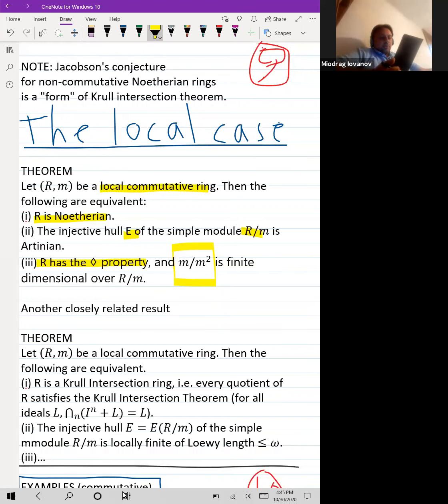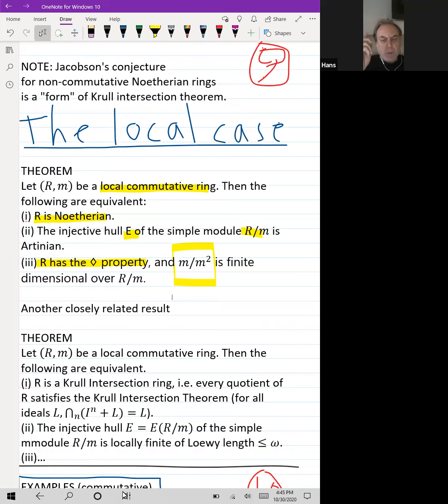As we've seen, the Krull intersection theorem, kind of surprisingly, at least for me, worked in this generality, and for local rings, the difference is just in m mod m squared being finite dimensional. So that actually, a quick question. Yeah, I think you said it, but I just want to double check that that's what you said. The condition m mod m squared is finite is really just saying that m is finitely generated, right?